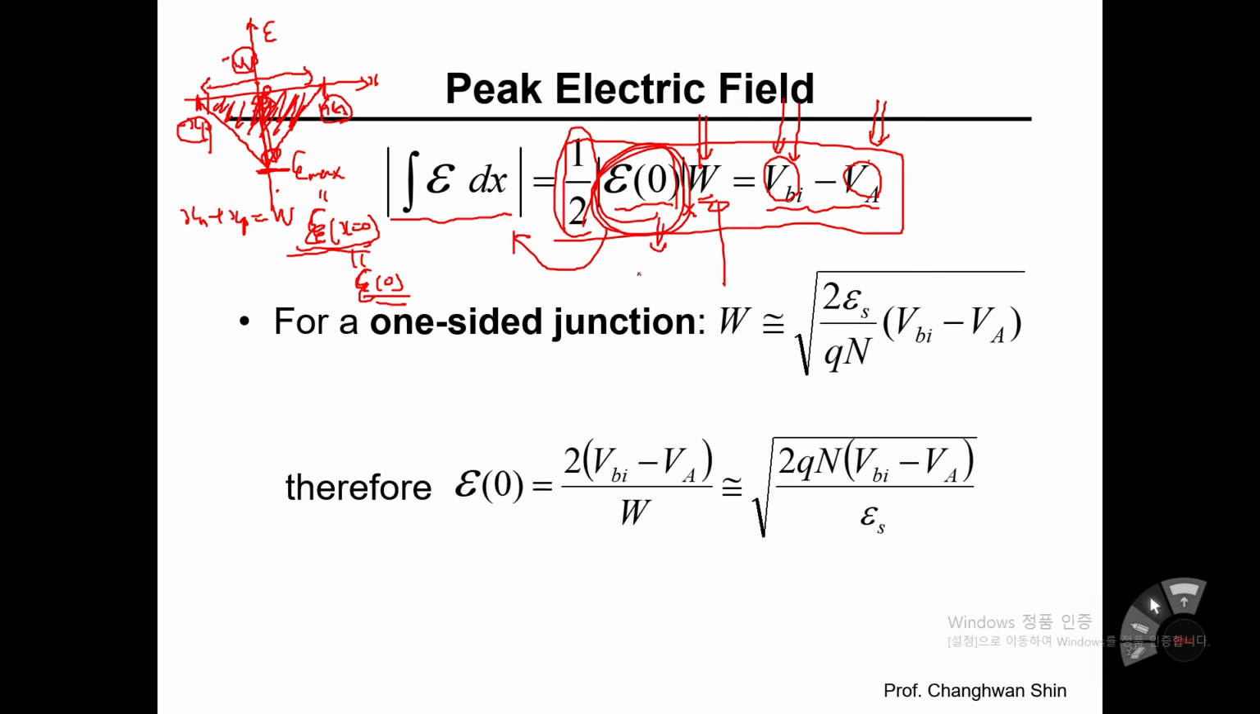In other words, the peak electric field intensity can be obtained once you know the W, VBI, and how much voltage has been applied across the PN diode. Okay, so you're going to be asked to calculate and estimate the value of peak electric field for a given PN diode. You can do that.